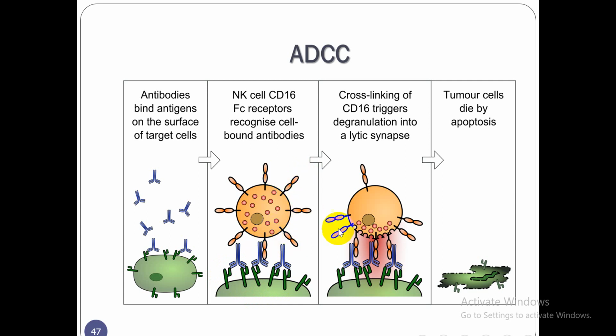After this recognition, the cross-linking of these CD16 on the surface of the NK cell can trigger the degranulation of the NK cell, and the perforin and also granzymes are released, and so these tumor cells or stressed cells can die by apoptosis.